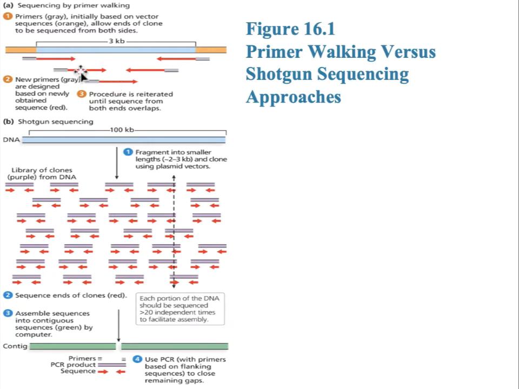And eventually you'll come to a point where there's an overlap between your walks, and that should be the sequence of that region. In B, we see the example of shotgun cloning.